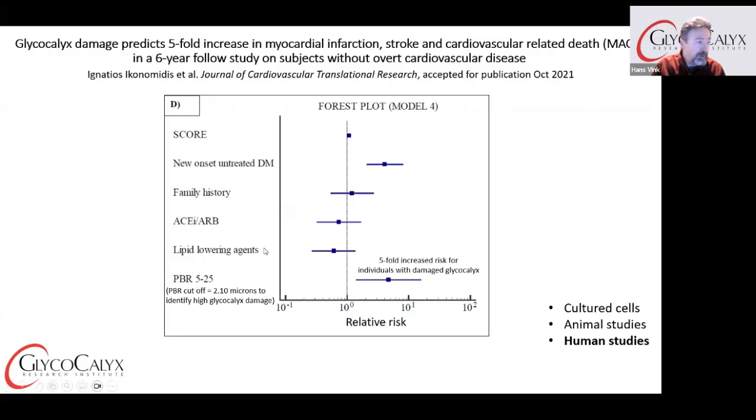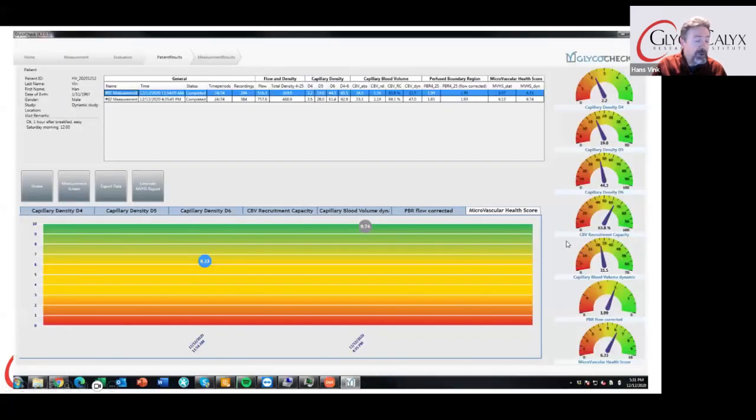And even in that group with a compromised glycocalyx, if we compensate for the other risk factors, there's still 30% of people that you would not be able to identify any other way than by measuring the health of their glycocalyx. Well, then that brings us back to your system.